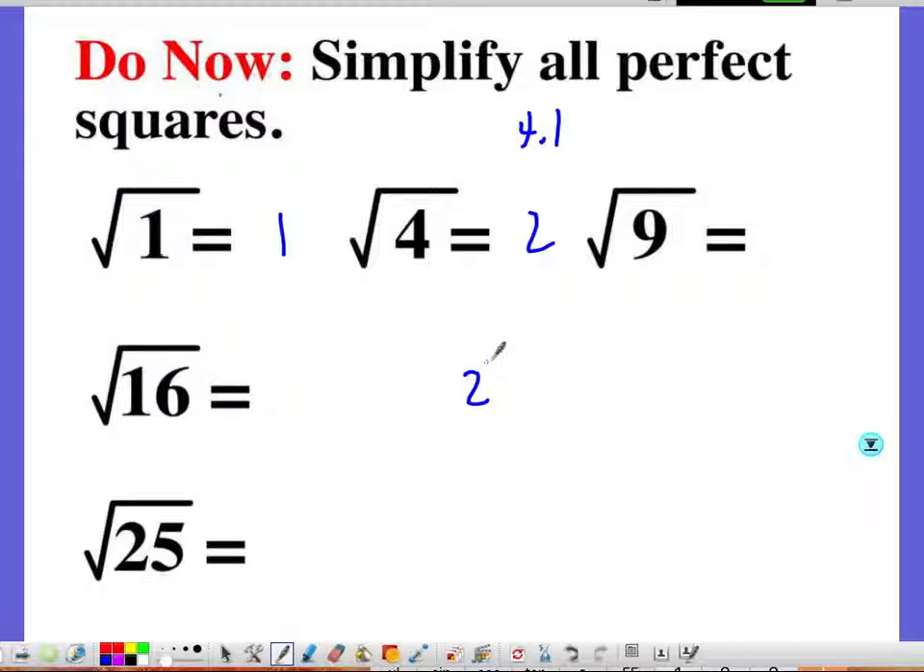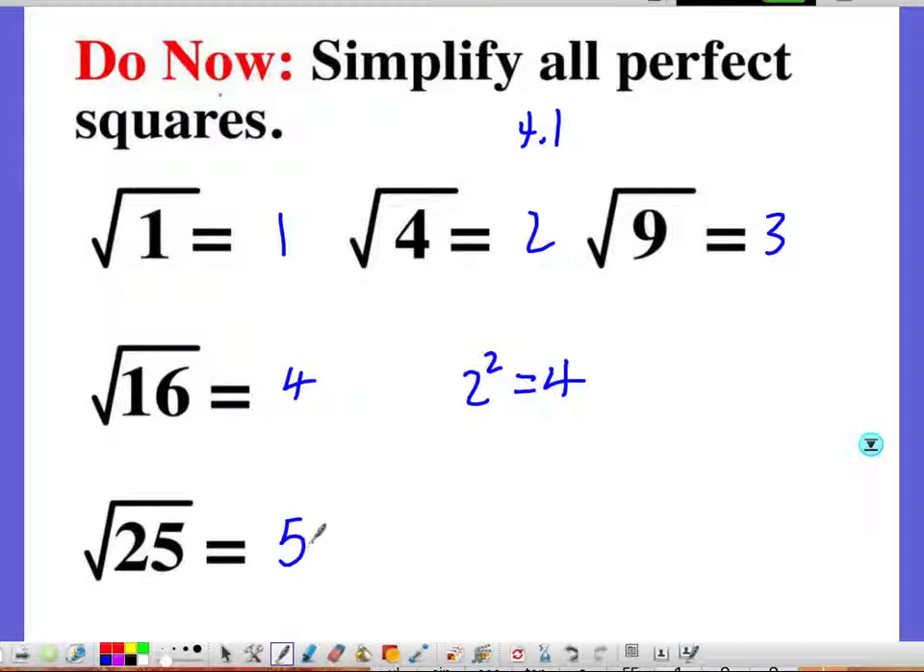Well, if we take 2 and we square it, it's going to be 4. In order to find the square root, what you're asking is, what number do we square in order to get the number that's inside the square root? So what number times itself gives me 9? Well, that's going to be 3 times 3. So square root of 9 is 3. And if we keep on doing these other ones, we get 4 and 5.